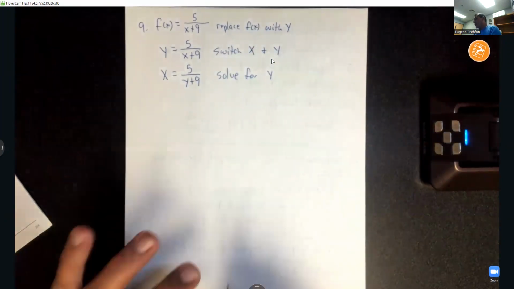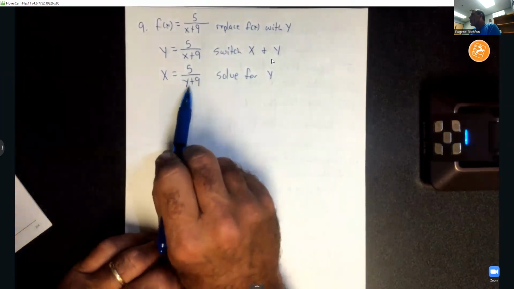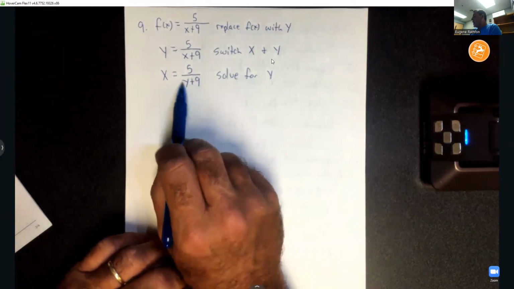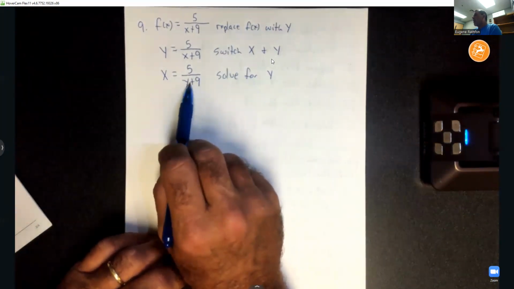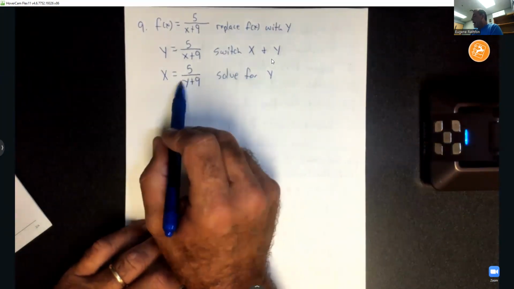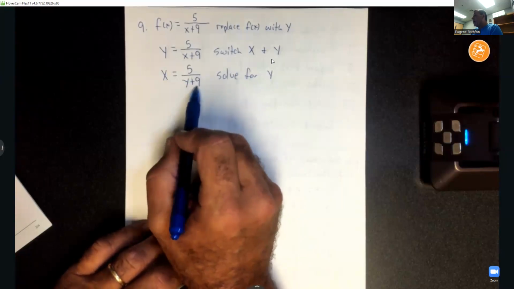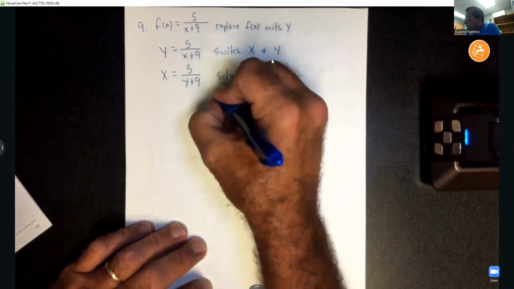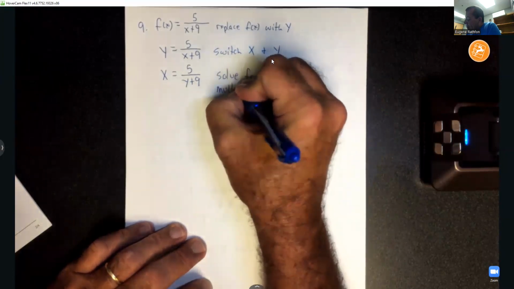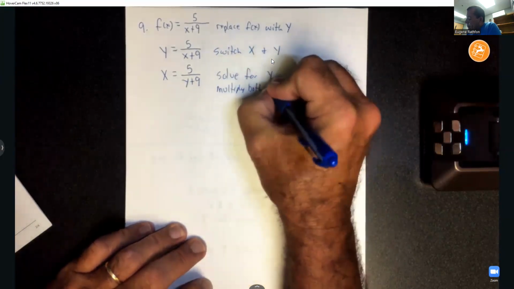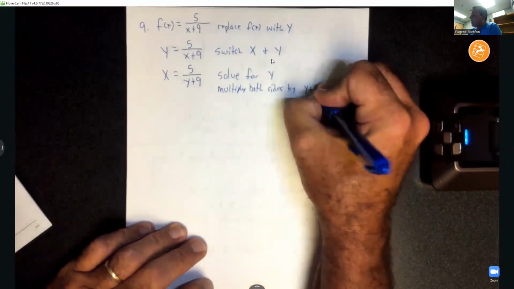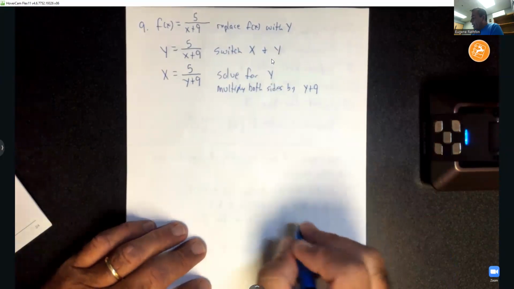So I'm going to tell you all a trick. I don't like solving for my y when it's in the bottom of a fraction. So anytime I got a variable in the bottom, I multiply both sides by the bottom to clear the fraction. So to solve for y, I'm going to multiply both sides by y plus 9. And y'all watch what happens.